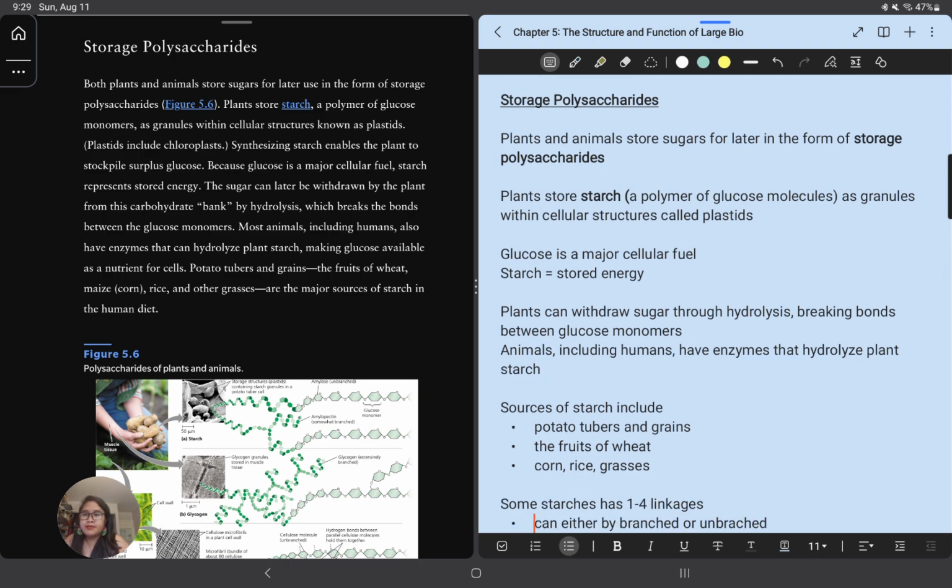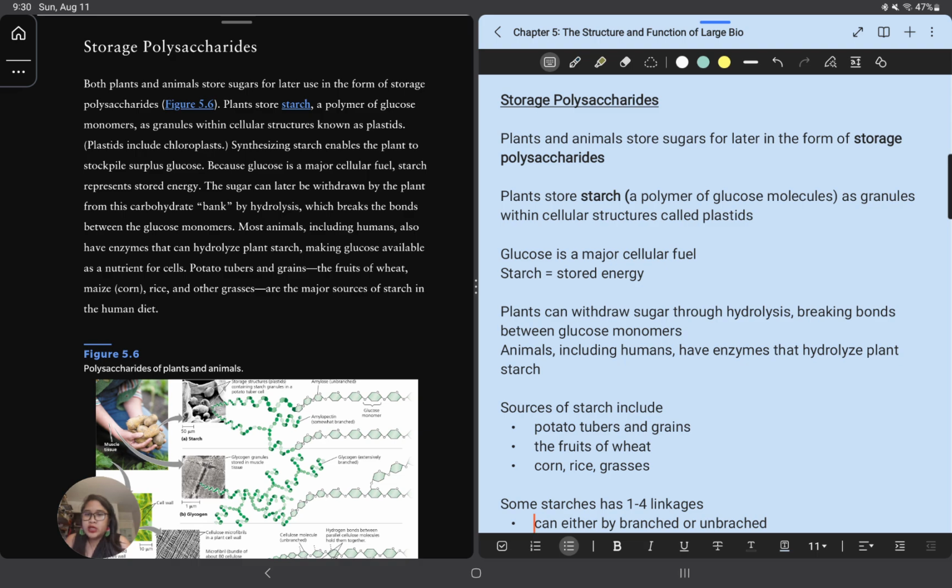Storage polysaccharides. Both plants and animals store sugars for later use in the form of storage polysaccharides. Plants store starch, a polymer of glucose monomers, as granules within cellular structures known as plastids. Plastids include chloroplasts. Synthesizing starch enables the plant to stockpile surplus glucose. Because glucose is a major cellular fuel, starch represents stored energy. The sugar can later be withdrawn by the plant from this carbohydrate bank by hydrolysis, which breaks the bonds between the glucose monomers.